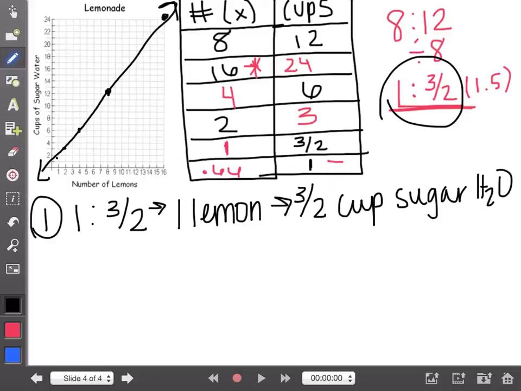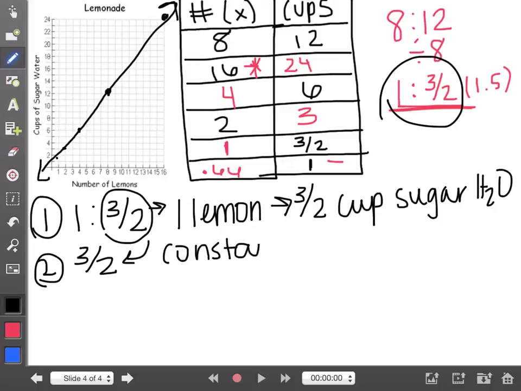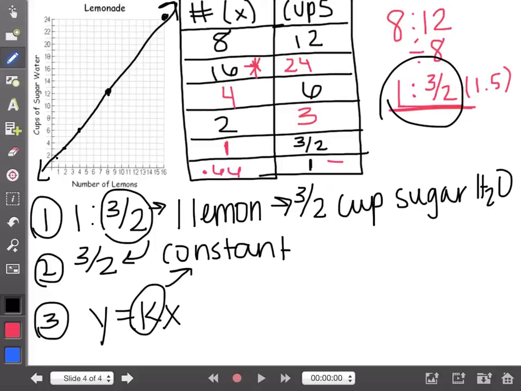Now let's look at number 2. What is your constant? Remember, the constant is going to be what you need for every 1 unit. So that is going to be 3/2, because for every 1 we need 3/2. So that is going to be our constant. And now for number 3, we're going to use that equation, y equals kx, where k is going to be our constant. So we are going to rewrite our formula as y equals 3/2 x.